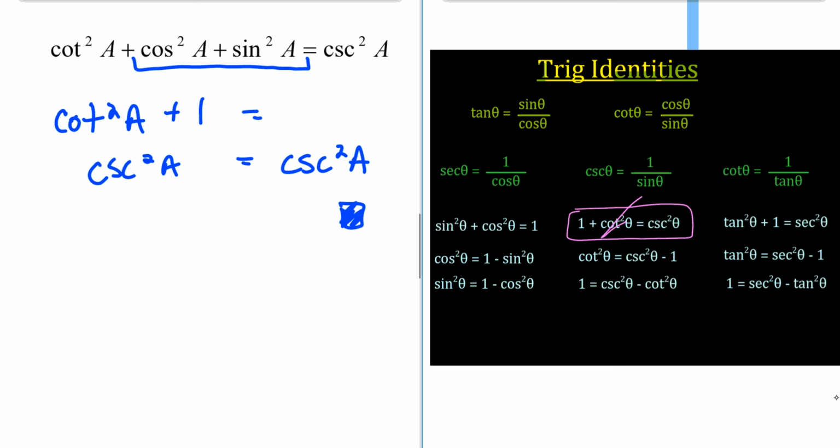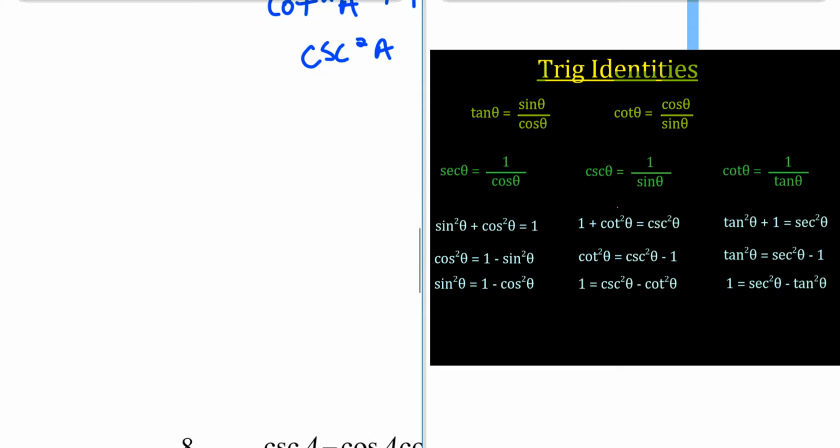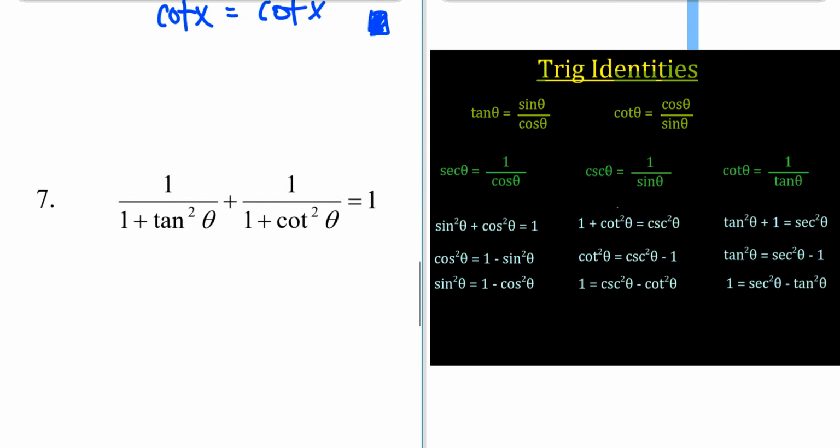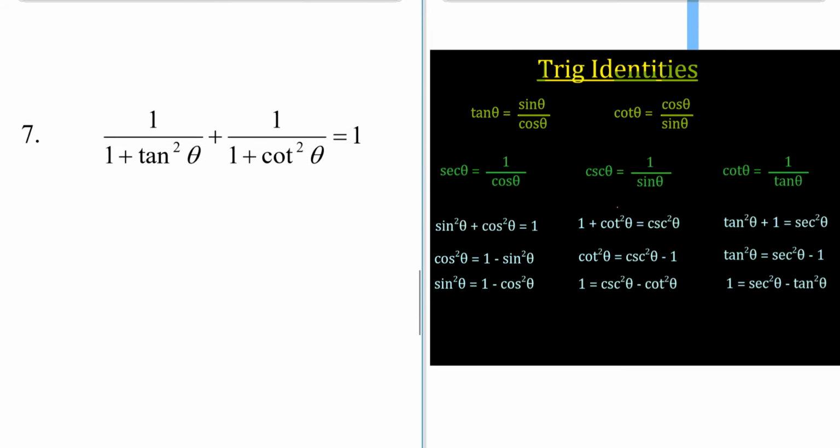Let's look at number 7. Oops, went to hit the erase button. Number 7. Ooh, a little messy here. So we've got 1 over 1 plus tangent squared plus 1 over 1 plus cotangent squared equals 1.